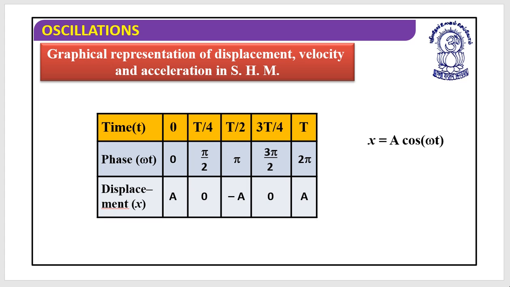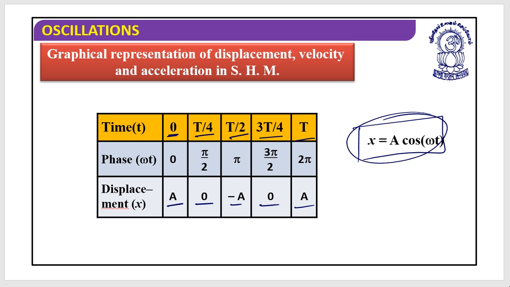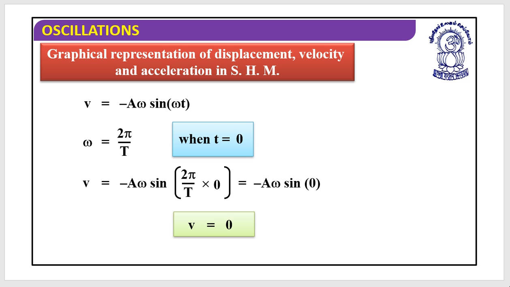Let's summarize it on the table. These were the displacement relations, x equals a cos omega t. From this, at time t equals 0, displacement is a. At T by 4 this is 0. At T by 2 this is minus a. At 3T by 4 it's 0, and at T it's equal to a. Now this was about the displacement. Now we are going to plot, and we are first going to make a table for the velocity.